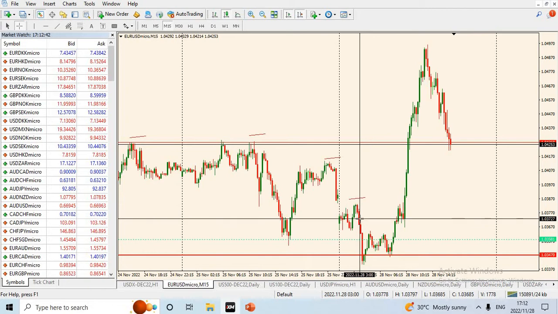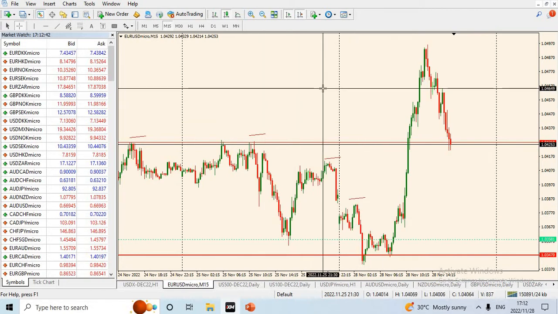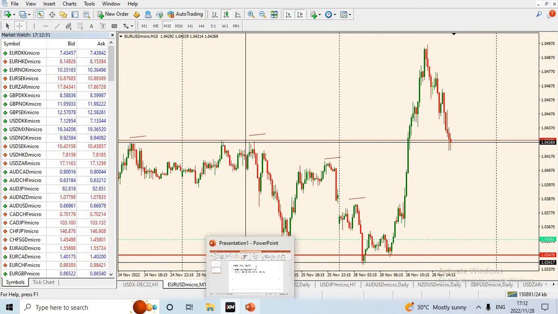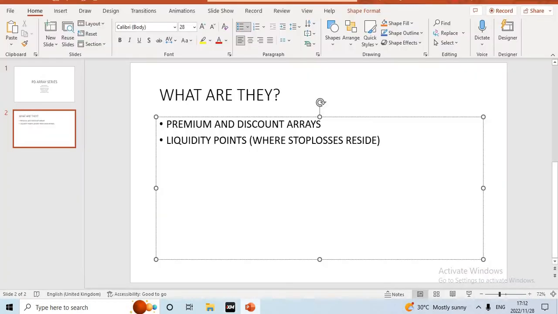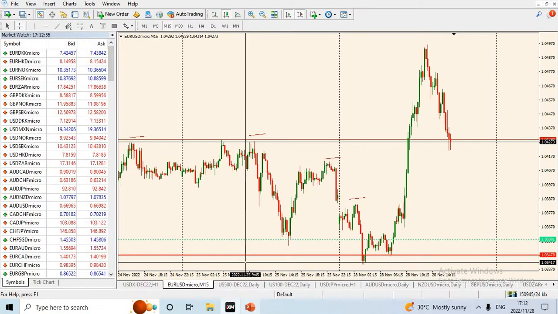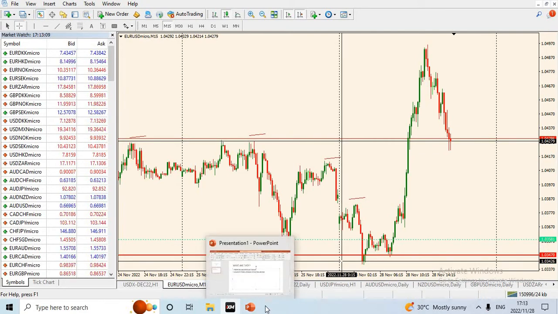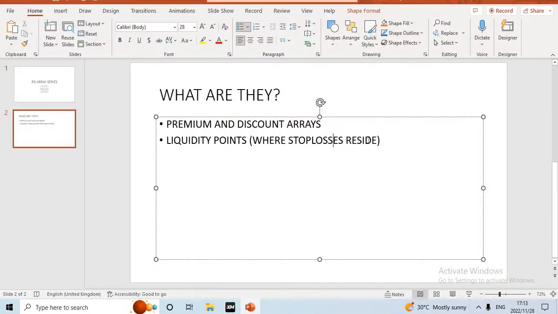They are liquidity spots, and I can't show you how to draw them yet because that's coming. So you'll just have to bear with me and go with it, even if you don't understand, and you'll understand as soon as the whole video ends. So we can write that down: places where stop losses reside, right? That's what they are.